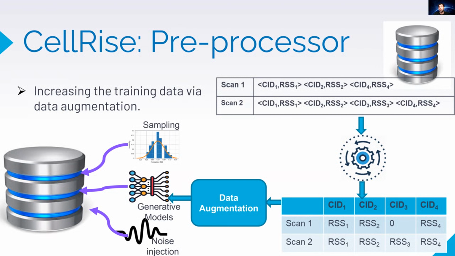Also, generative models like variational autoencoders are adopted here. And finally, white Gaussian noise is added to the original RSS scan to generate new samples. Training the deep network with these artificial samples, in addition to the original data, boosts the system generalization ability. For more information, please visit our paper.